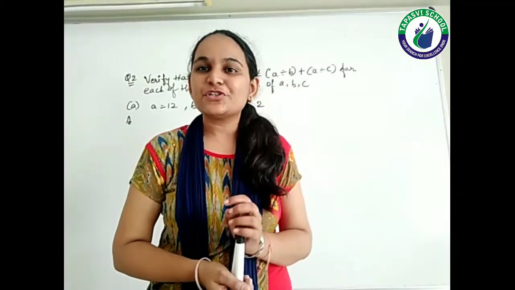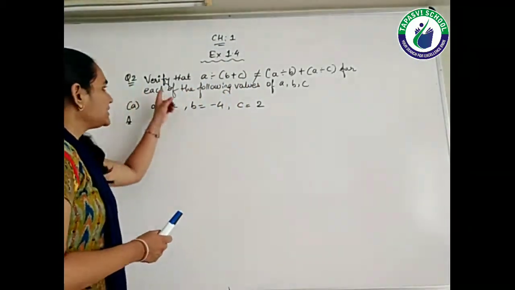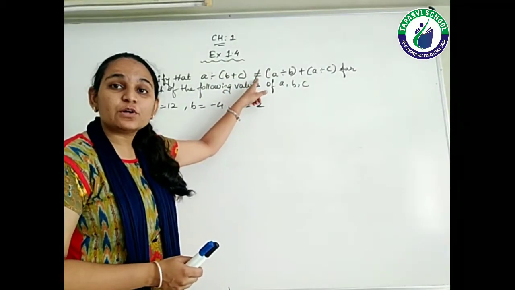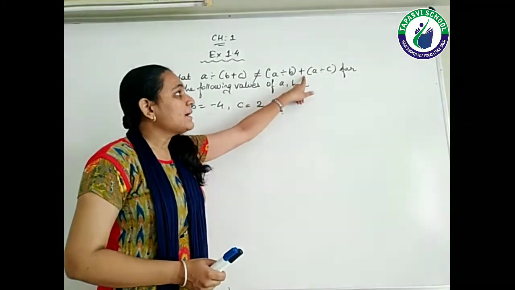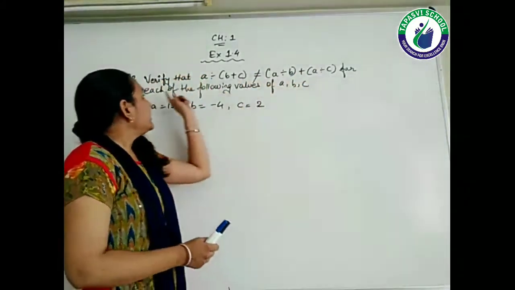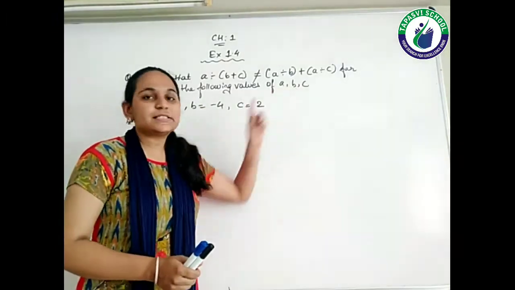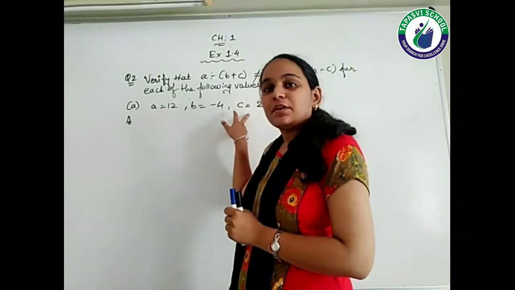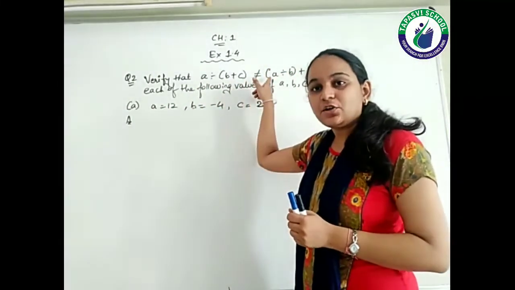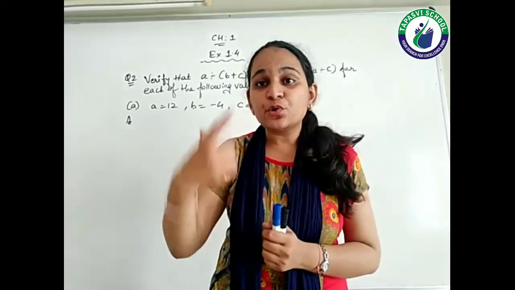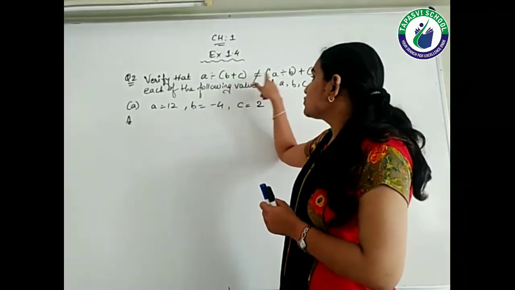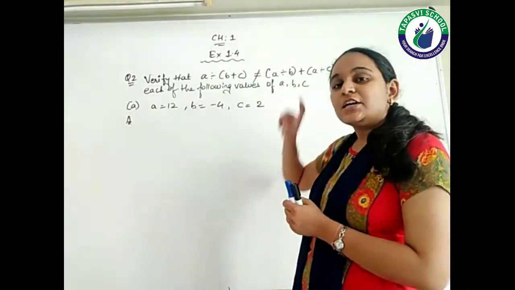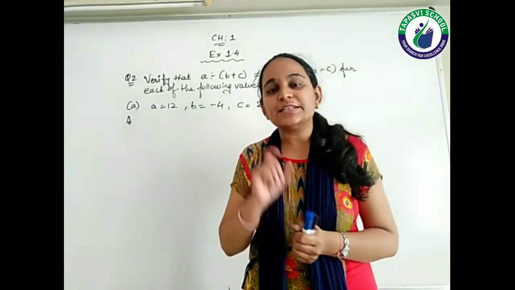Okay students, now let's see the question number 2, right? The question number 2 is verify that A divided by B plus C is not equal to A divided by B plus A divided by C for each of the following values of A, B and C. Right students, we have been given the values of A, B and C. We just need to substitute in this particular format and we have to prove that this is not equal to this. That means this is my left hand side and this is my right hand side, right? So left hand side is not equal to right hand side. This we need to prove.